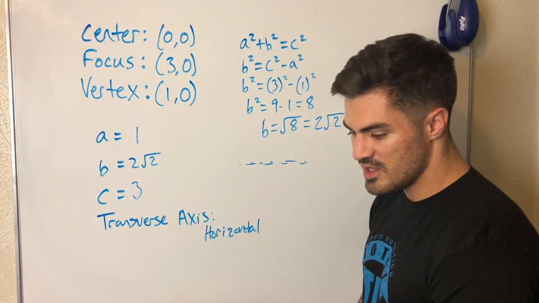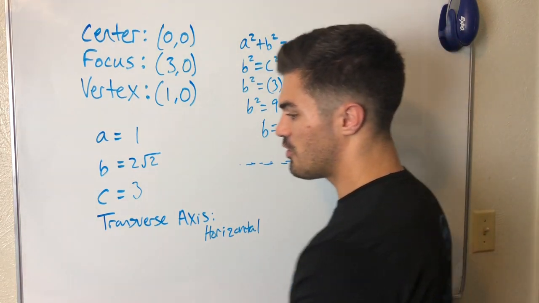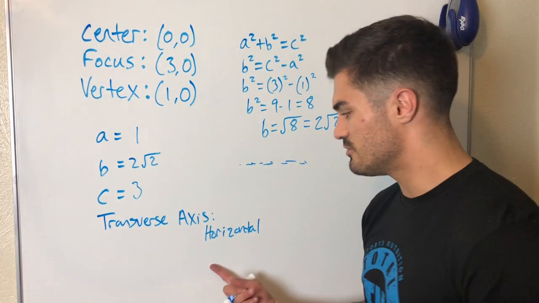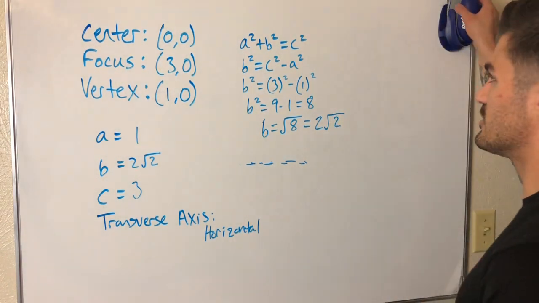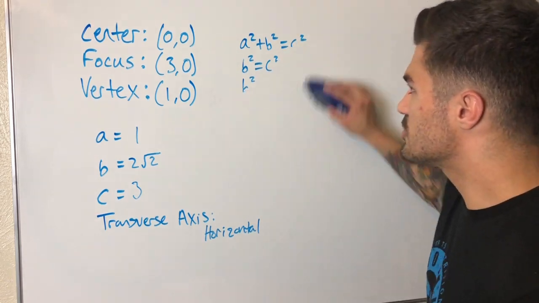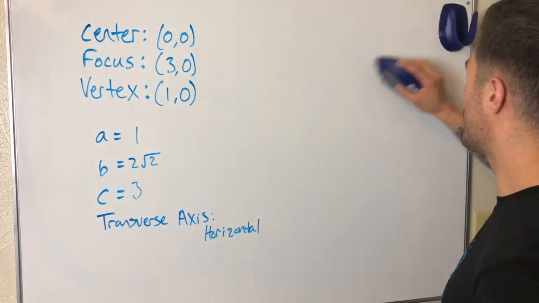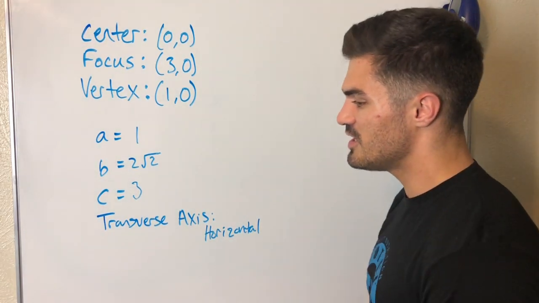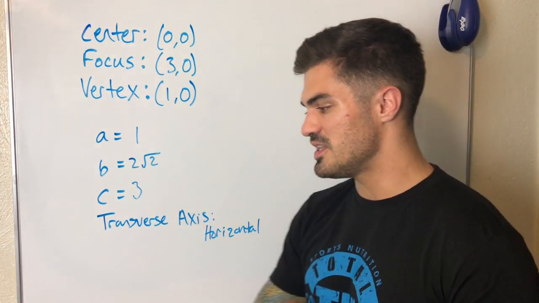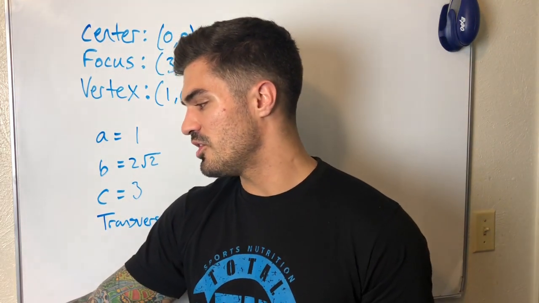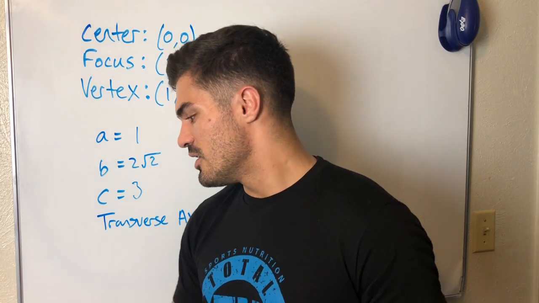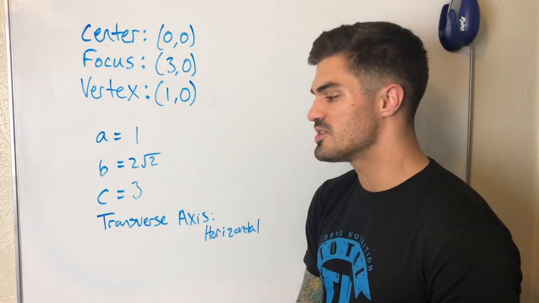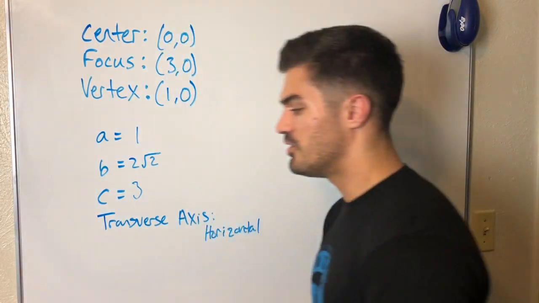Let's see. Find the equation. Okay, so we can find our equation just from knowing A, B, and C and the direction of the transverse axis. So I'm going to erase this scratch work. With hyperbolas, we have a minus instead of a plus. With the ellipse, we had a plus. That's really the main difference between when we're parallel to the x-axis versus when we're parallel to the y-axis, all right? Whichever is the positive term, whatever that variable is, that's the axis that we are parallel to, all right?